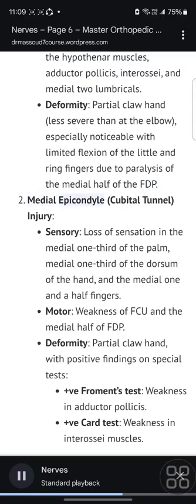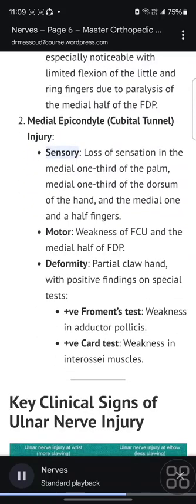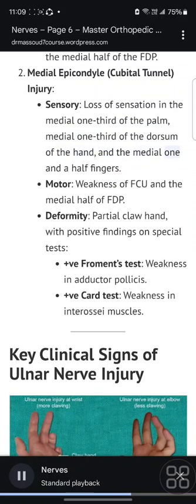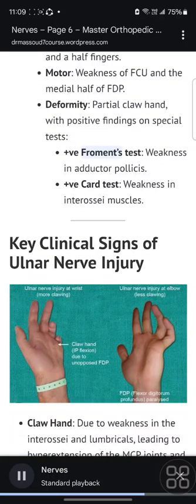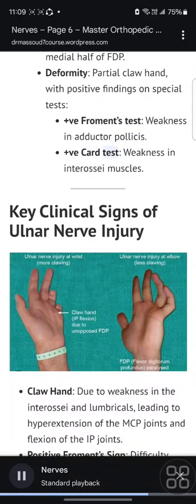2. Medial epicondyle, cubital tunnel, injury. Sensory: loss of sensation in the medial 1/3 of the palm, medial 1/3 of the dorsum of the hand, and the medial 1½ fingers. Motor: weakness of FCU and the medial half of FDP. Deformity: partial claw hand, with positive findings on special tests. Positive Froment's test: weakness in adductor pollicis. Positive card test: weakness in interossae muscles.